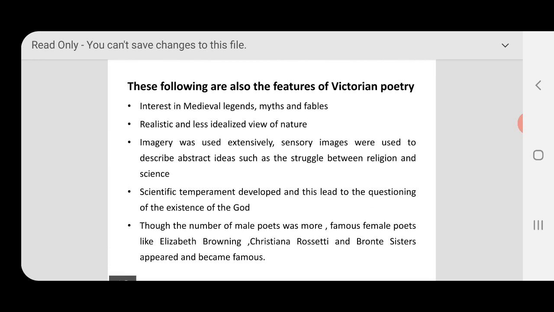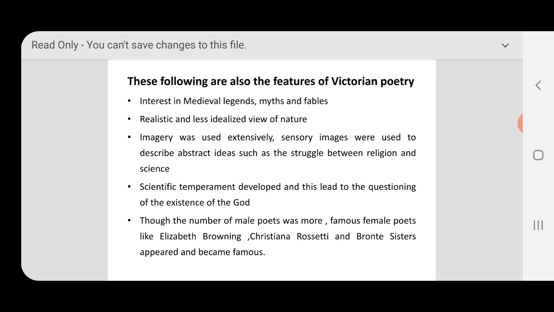And the following are also features of Victorian poetry. They found interest in medieval legends, myths, and fables. A realistic and less idealized view of nature was one among the characteristics of Victorian poetry. Here, imagery was used extensively. Sensory images were used to describe abstract ideas such as the struggle between religion and science. Scientific temperament developed, and this led to the questioning of the existence of God.